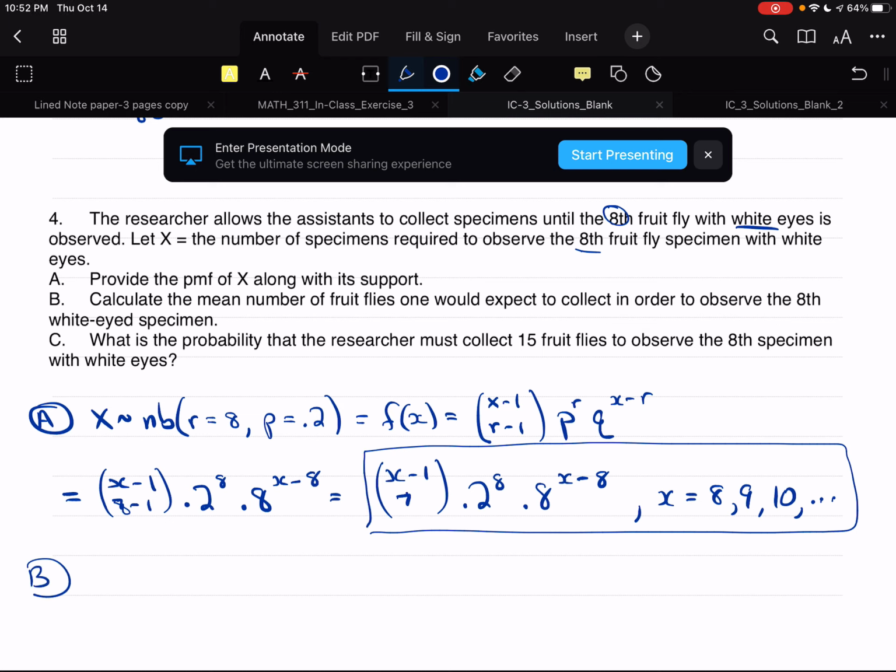So B says, calculate the mean number of fruit flies one would expect to collect in order to observe the 8th white-eyed specimen.